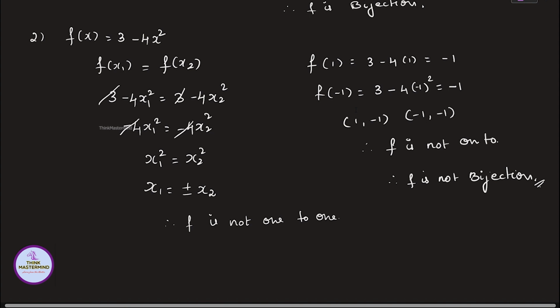Suppose here we are taking the pre-image in terms of y. So here we have x squared. It becomes square root of plus or minus. Therefore, if we prove like this, it is enough to prove it is not onto.